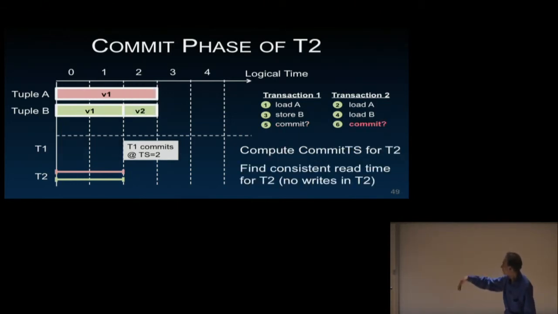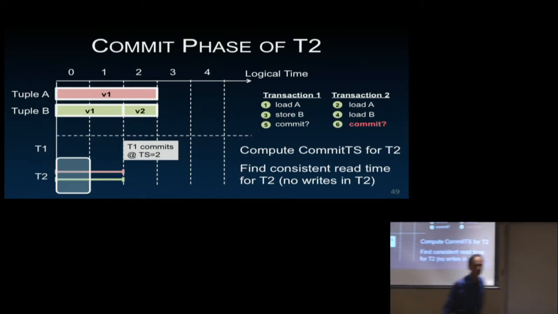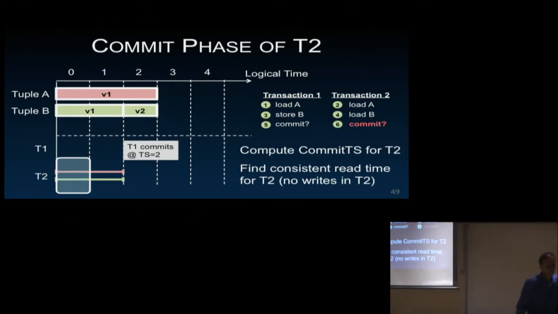Now I'm going to go ahead and try to compute a commit timestamp for transaction 2. There's only reads in transaction 2. It's a little bit easier. And so I can go ahead and choose the commit timestamp to be in between these valid values, which is just 0 over here, right? Because it was only reads for that, right?